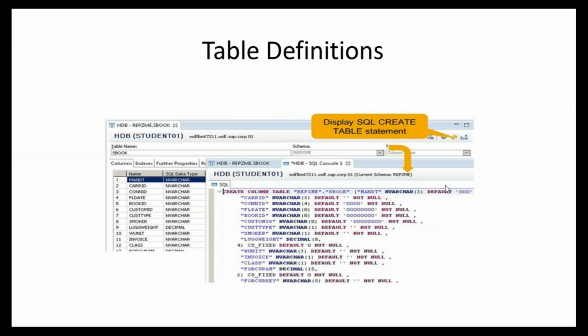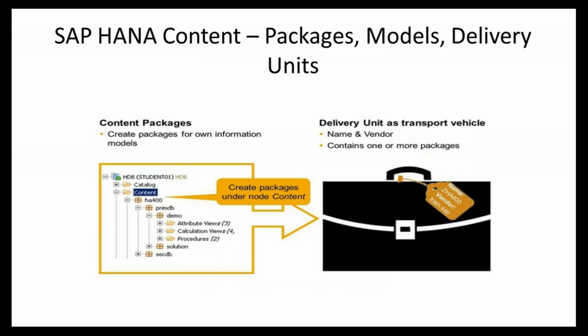Now this is a logic that we are writing to create a table. So this happens to be a DDL code. What is DDL? Data definition language. Data definition language builds something in the database. Data manipulation language only updates the data or plays around with the data. But here, this DDL plays around with the entire objects. New objects can be created. So we have packages, models, delivery units.